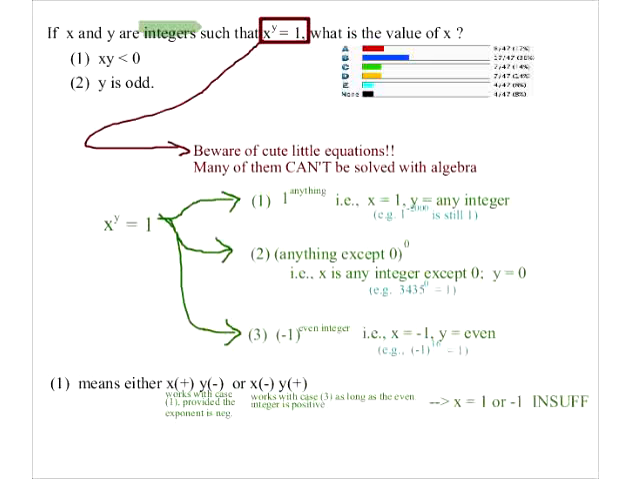On the other hand, statement 2 means y is odd. The only place where that can happen is case 1, because in this case y is 0, which is not odd. 0 is even. In any case, all that matters is that 0 is not odd. And in this case, y also has to be even. So in this possibility and this possibility, y is an even number. So y is odd rules out anything except this. So we don't know what y is, but we do know what x is. This means that x has to be 1. So that's sufficient.